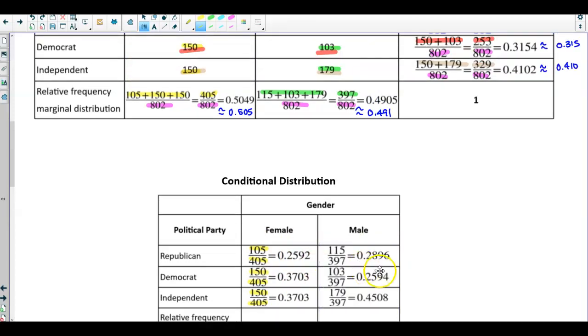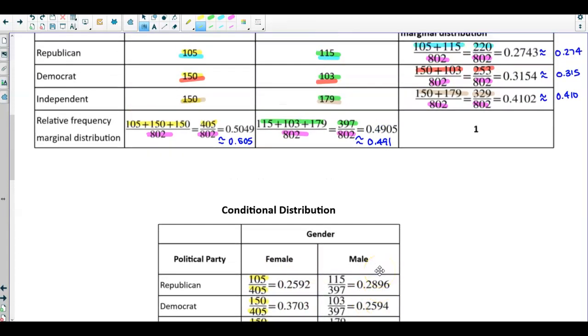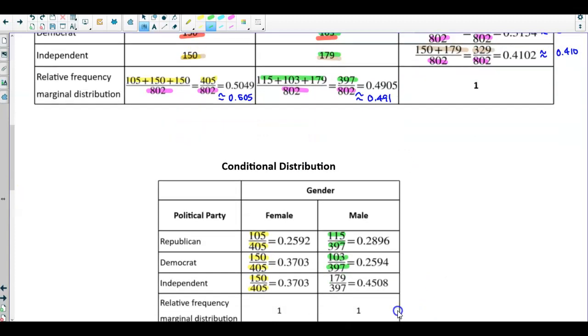Okay, next, now we're looking at the males. So how many males there are that are Republican? We have 115, and we're dividing it by the column total of males, which is 397, to give us 0.2896. The male Democrats is 103, so if we're going to take 103 and divide it by the column total of 397, gives us 0.2594. And then the independent males is 179 divided by the column total gives us 0.4508.